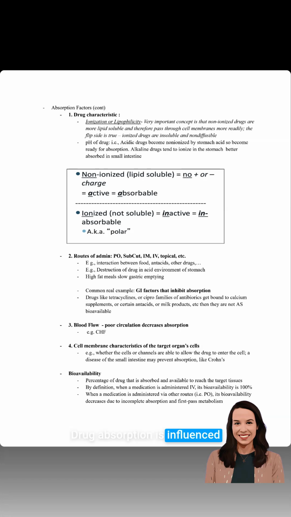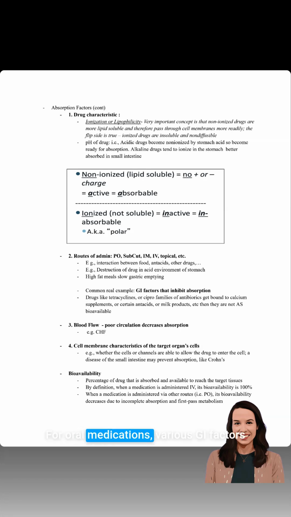Drug absorption is influenced by several key factors. The chemical characteristics of a drug, particularly its ionization state and lipophilicity, significantly affect how well it crosses cell membranes. Non-ionized drugs generally cross membranes more easily than ionized forms, and pH levels can greatly impact this process. The route of administration also plays a crucial role, whether it's oral, subcutaneous, intramuscular, intravenous, or topical.